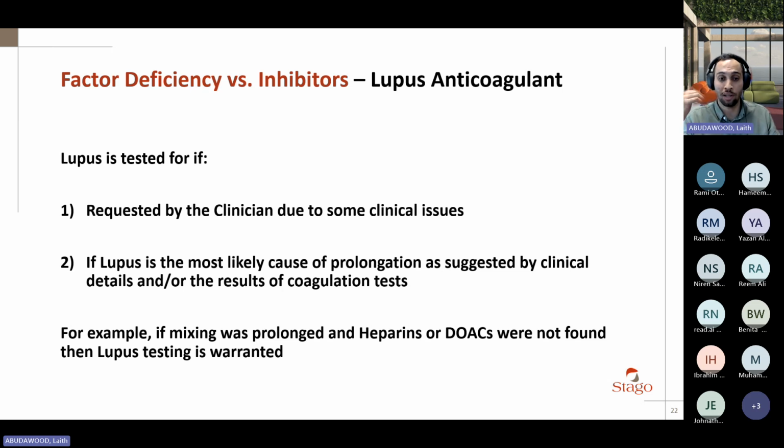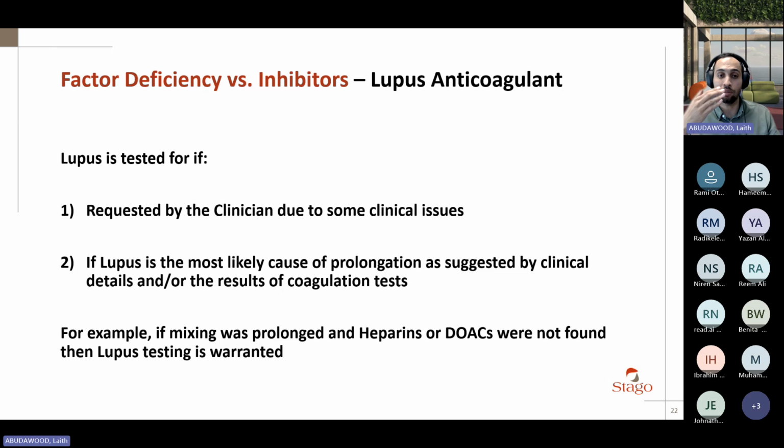We can always run an anti-Xa test or a thrombin time test or an ecarin test to detect the presence of these anticoagulants. I want to know, does the patient have heparin in their blood? Yes or no? There is no heparin in the blood? Okay. There is no DOAC in the blood? Okay. So what else is causing the interference?